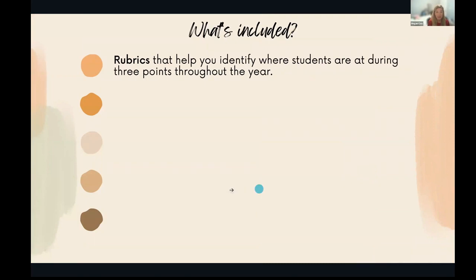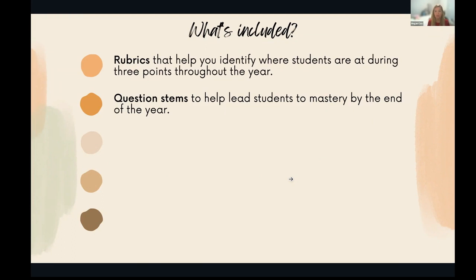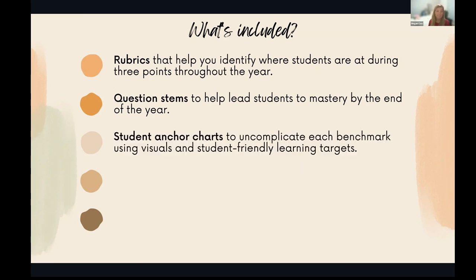So what is included in our roadmap? We have rubrics. Those are going to be the heart of what's included, to help you identify where the students are throughout the school year, which was one of those problems that we had talked about. There are going to be question stems that are scaffolded throughout the school year. There are also these wonderful student anchor charts that go along with the benchmarks to help provide guidance to your students to master those benchmarks throughout the school year.